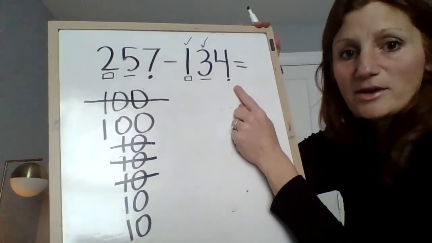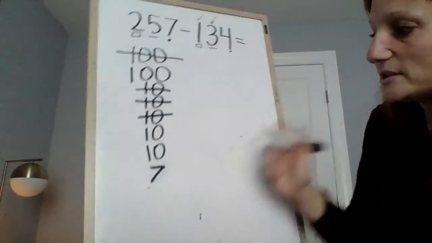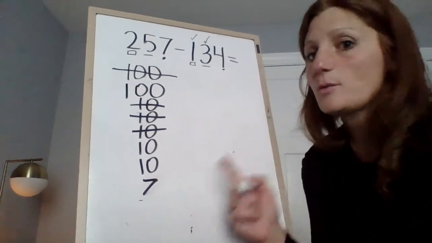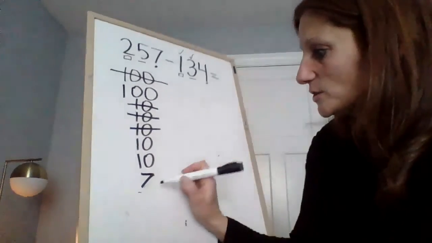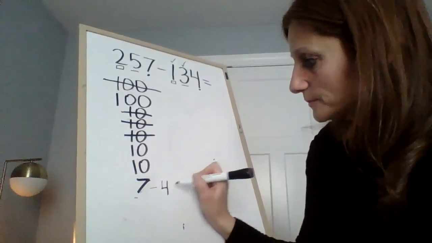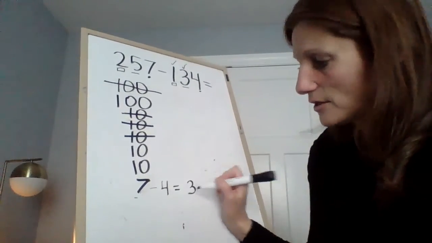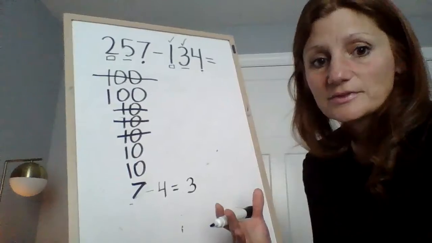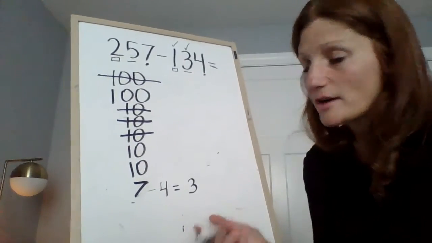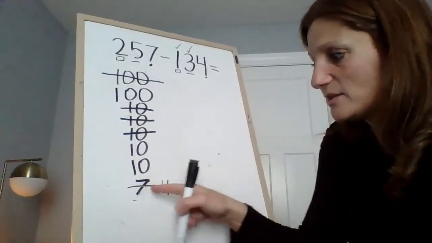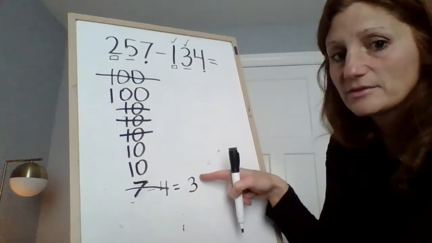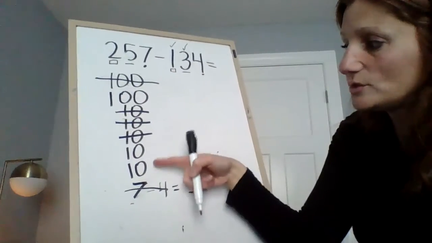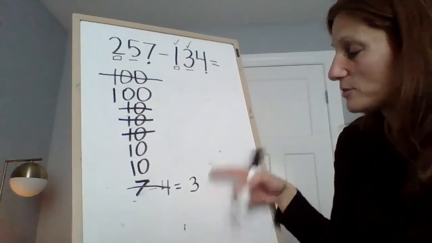Now I have to take away my 4 ones. So I'm going to look down here and I have 7. Is 7 big enough to take away 4? Yes. So we're going to do 7 minus 4 equals 3. Okay, so we have to figure out what we have left, and that's going to be what we don't have crossed out. So we took this away, 7 minus 4. This is what we have left. So we have 100 left. We have 2 tens, and we have 3 ones.